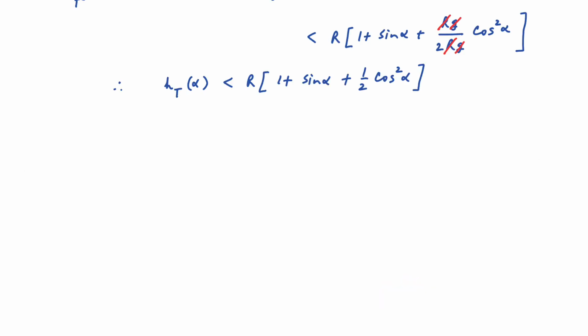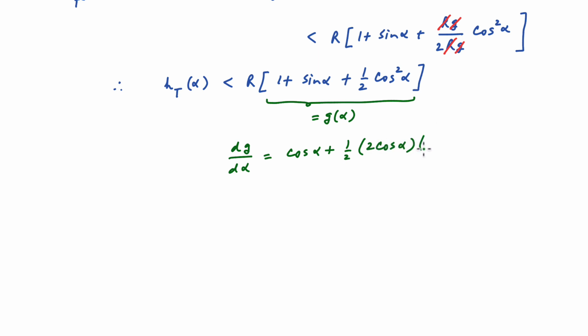Now, this term inside the square brackets is a function of alpha. Let's denote it by g of alpha, and let's examine when it achieves its maximum or minimum. Take the derivative of g with respect to alpha. We get cos alpha from the second term plus, from the third term, half of the derivative of cos square alpha, which is equal to 2 cos alpha times minus sine alpha. And this is equal to cos alpha times in brackets 1 minus sine alpha.